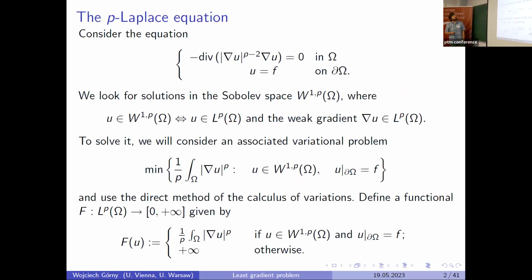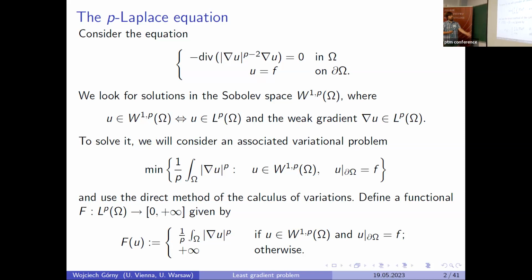So the starting point is the p-Laplace equation. For p between 1 and infinity, we can consider the following equation: the divergence of the absolute value of the gradient of u to the power p minus 2 times the gradient of u is 0 with some boundary condition. And if p is greater than 1, the natural space to look for solutions is the Sobolev space. I would like to thank Michał very much for introducing a lot of notions so that I don't have to do this again. So we have a function which is in L^p, and it has a weak gradient in L^p in a distributional sense. And to solve it, we consider an associated variational problem whose Euler-Lagrange equation is the p-Laplace equation.